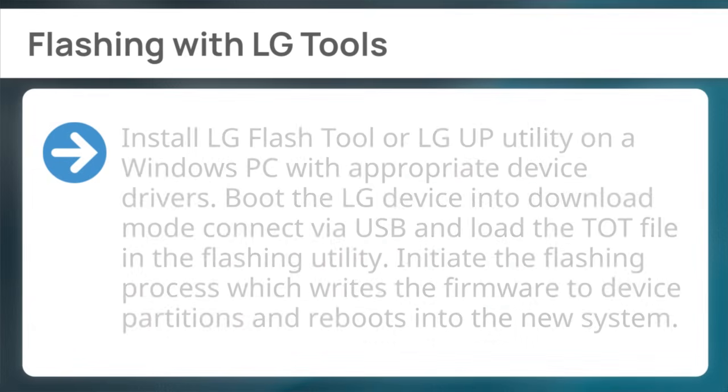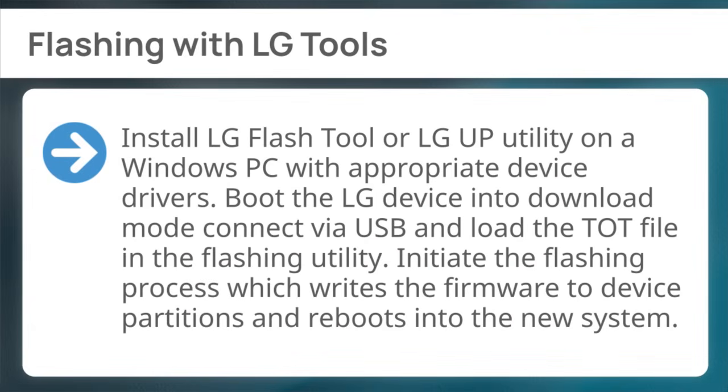First, flashing with LG tools. Install LG Flash Tool or LG Up utility on a Windows PC with appropriate device drivers. Boot the LG device into download mode, connect via USB, and load the TOT file in the flashing utility. Initiate the flashing process, which writes the firmware to device partitions and reboots into the new system.